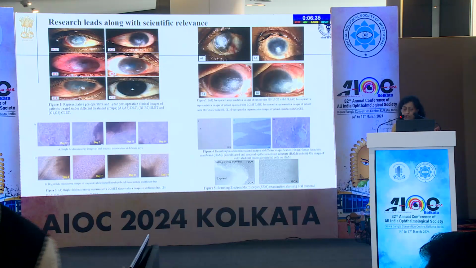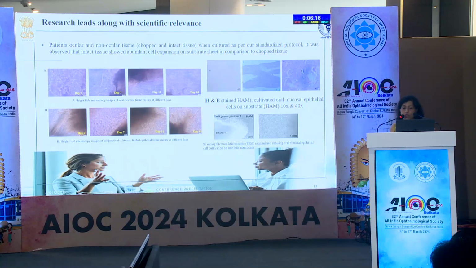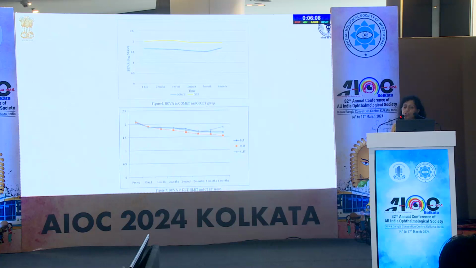showed that pre-chopped versus chopped, the intact ones were better. And you can see the outcomes for COMET as well as COSET. They are also good with improvement in the ocular surface as well as vision. And here it also improves with time, but it's extremely important to also monitor the compliance with the post-op medication. So these are examples of the H&E staining, as well as the scanning electron microscopy and the immunohistochemistry to show that the quality of the cells is as expected.